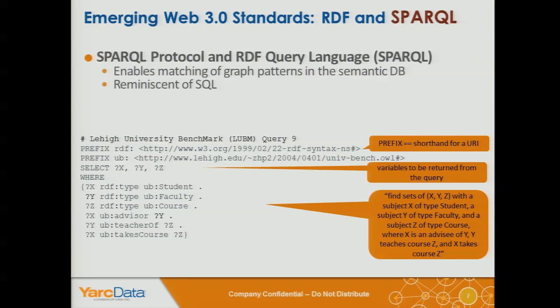This is taken from the Lehigh University benchmark. And so it says, find a student and a professor and a course where the student is taking a class from their faculty advisor. I'll have a picture of this later, but basically this represents a simple triangular pattern, and it will go out and find this in your database.